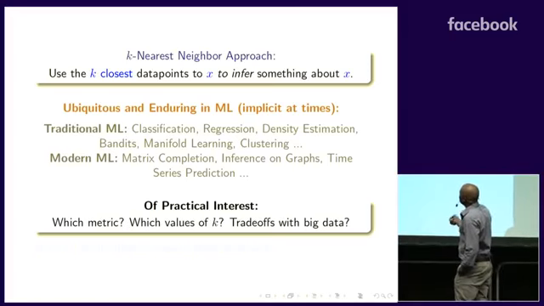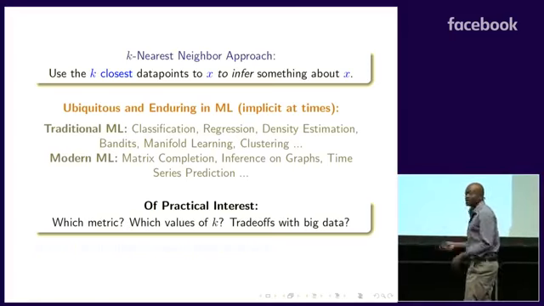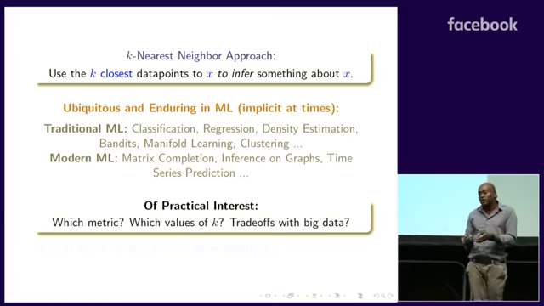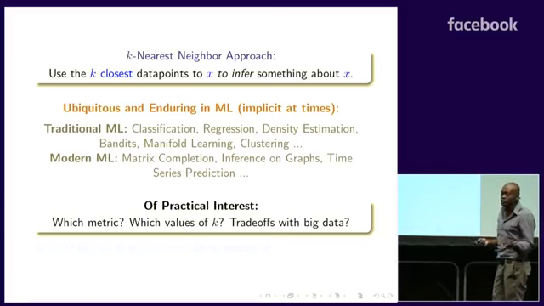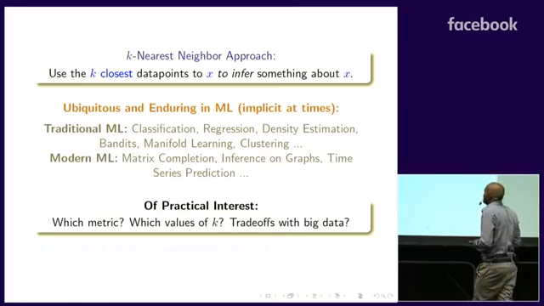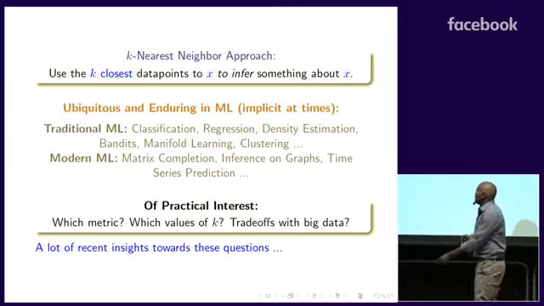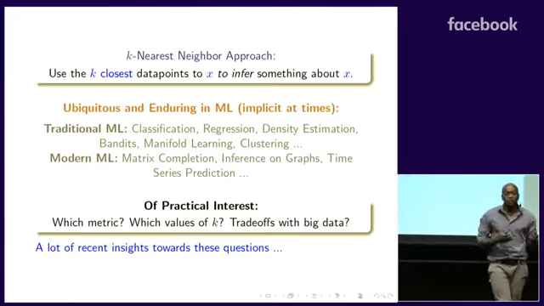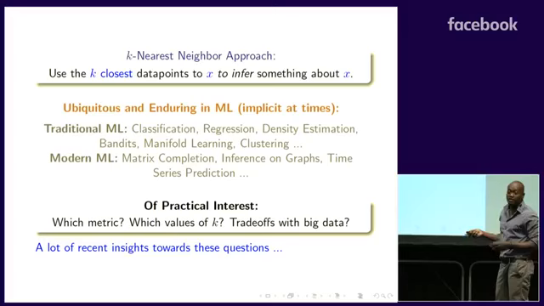More modern questions have to do with trade-offs. You have very large data sets. You cannot implement exact nearest neighbors. You have to do some sort of approximations. What are you trading off? So those are some of the basic questions. And a lot of the recent theoretical work tried to address these various questions.